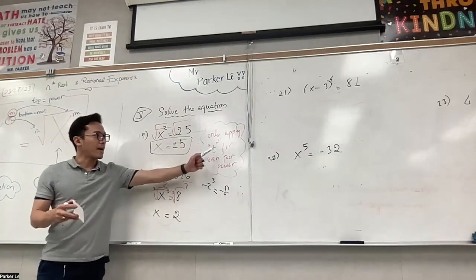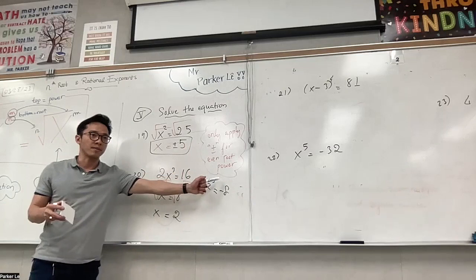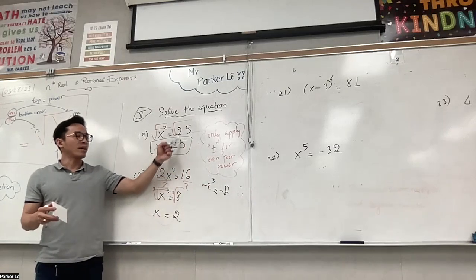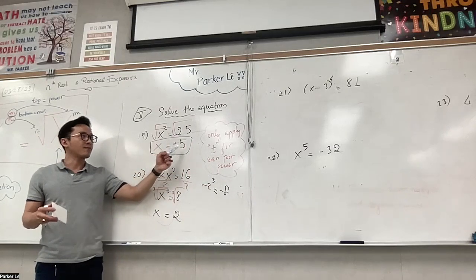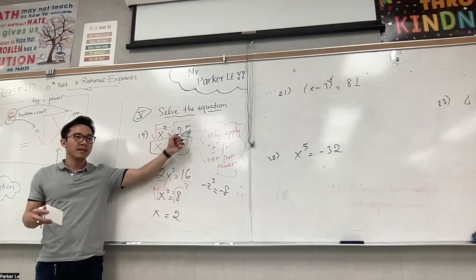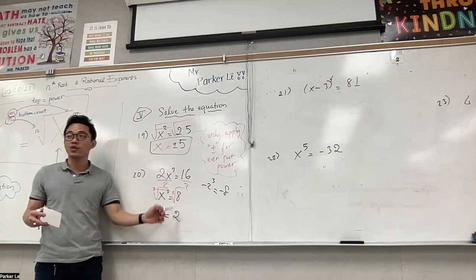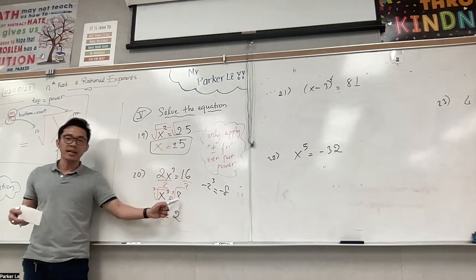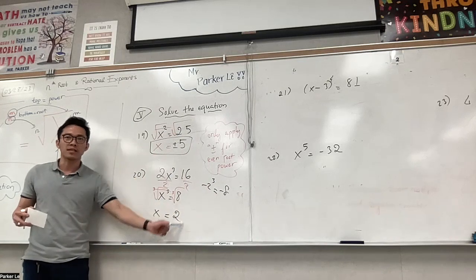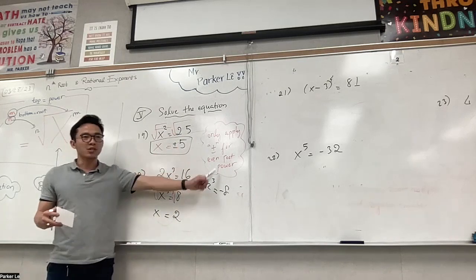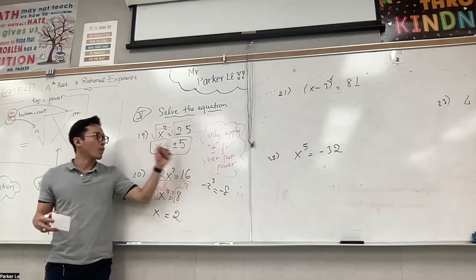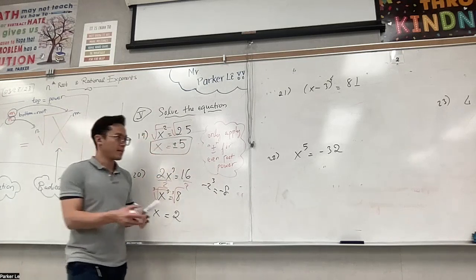So that's why you only apply plus and minus for even root power, because 5 squared is 25, and negative 5 squared is also 25. But for the odd power, 2 cubed is 8, but negative 2 cubed is negative 8, not 8. So you only need one solution. So long story short, you only apply the plus and minus when the power is even.